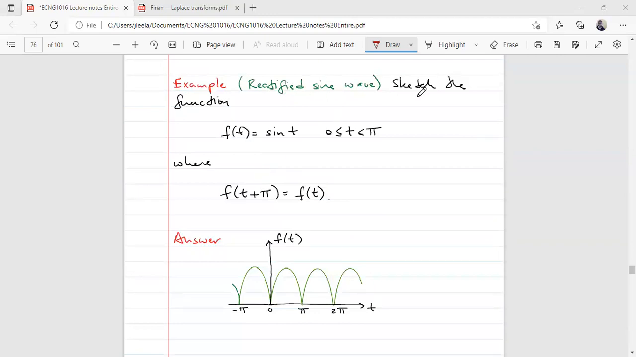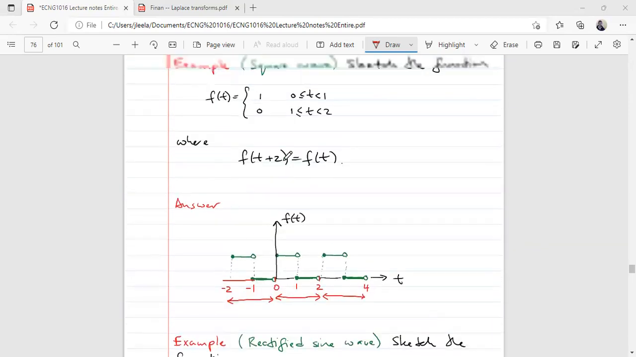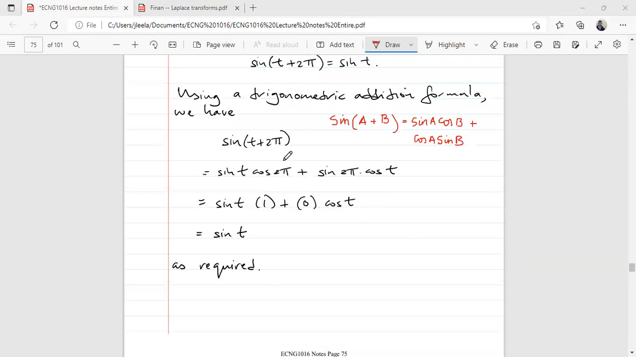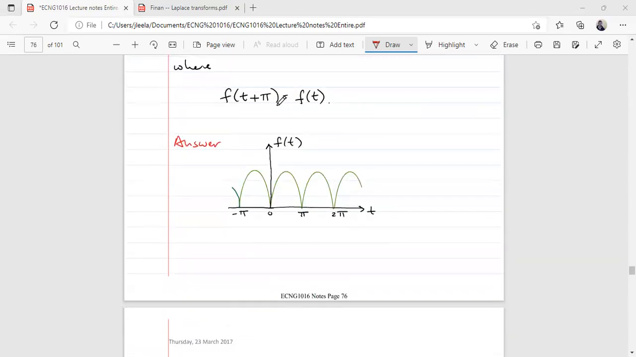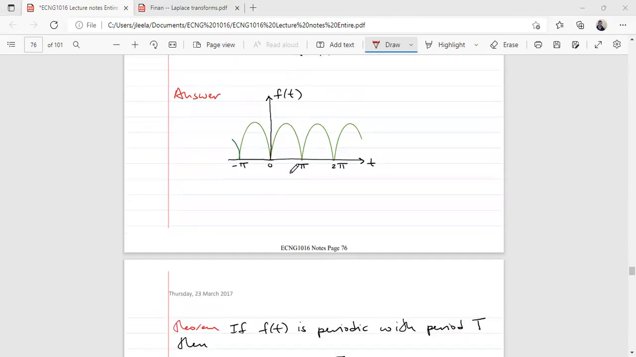So we have a rectified sine wave here. Your sine wave is now compressed between 0 and pi, so your period is now pi. The period gets cut down, right? Up here, your period was 2 pi. Down here, the period is pi.